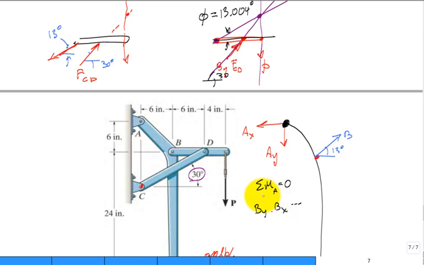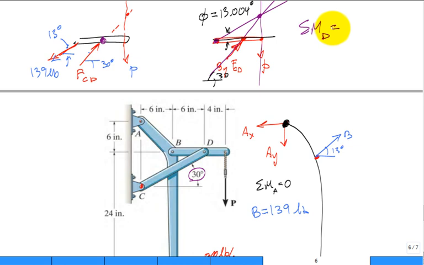And you do the sum of the moments around point A. You don't have two unknowns in one equation. You have only one unknown in one equation. And when you have that one unknown in one equation, you calculate B equal to 139 pounds. Once you have that, you come up here. You have this is 139 pounds. I want to calculate P. Guess what I do? Calculate the sum of the moments about point D. So if I do the sum of the moments about point D after I calculate the magnitude of B, it's pretty straightforward. You calculate P is equal to 46.9 pounds.